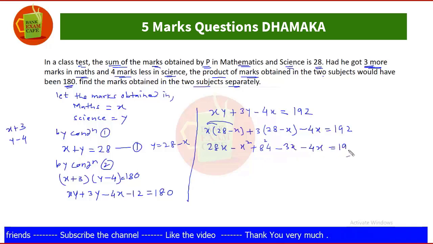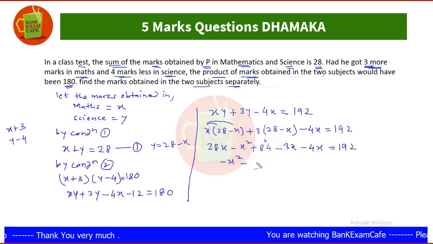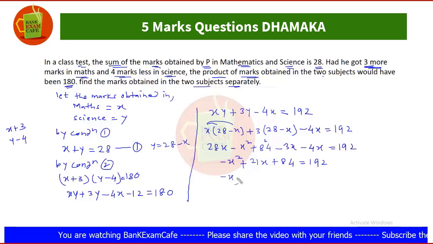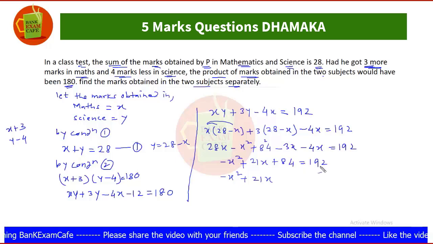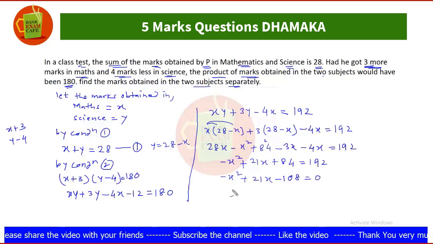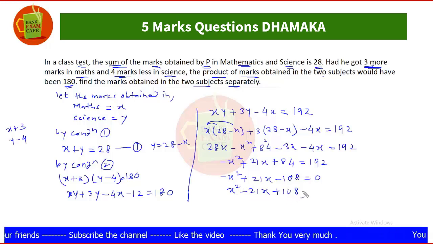So here it will be minus x square plus, 28x minus 7x is plus 21x, plus 84, which is equal to 192. Take this 192 to this side, so it will be minus x square plus 21x, 84 minus 192, which is minus 108, equal to 0. Change the sign throughout the equation, so it will be x square minus 21x plus 108 is equal to 0.